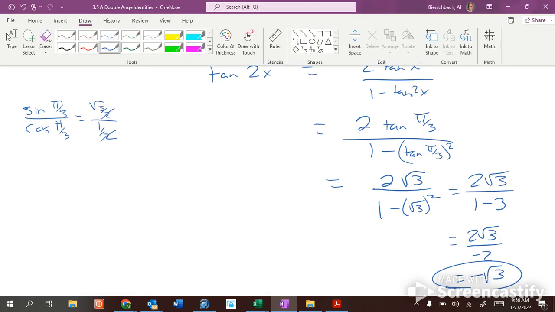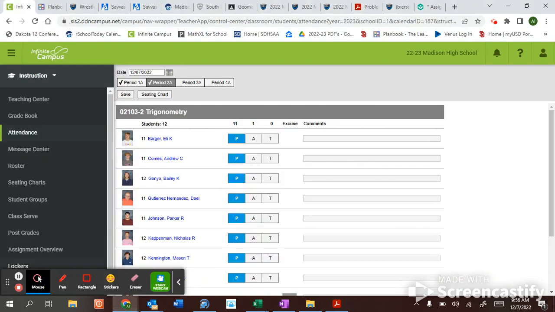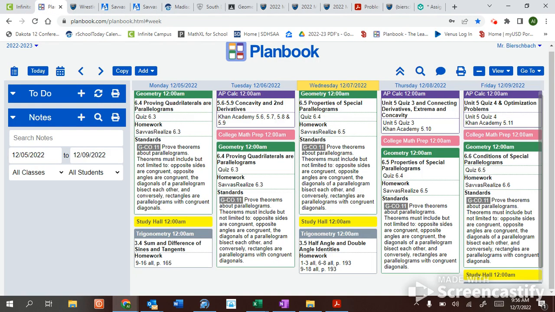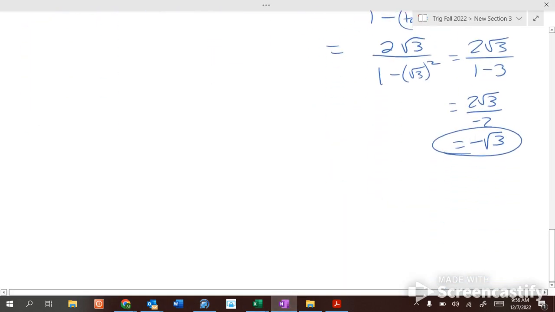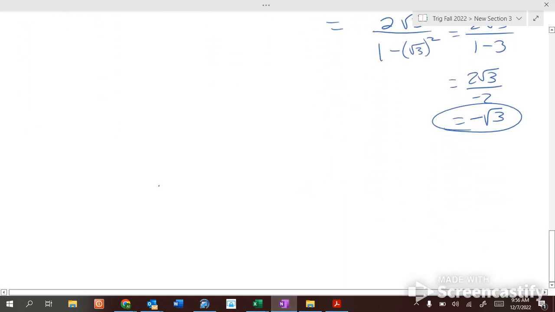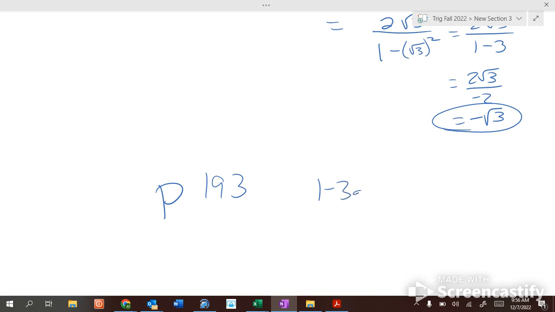I don't think I assigned very many for this. Boom, boom, boom, plan book. 1 through 3 all, 6 through 8 all. So, on page number 193, page 193, 1 through 3 all, 6 through 8 all.